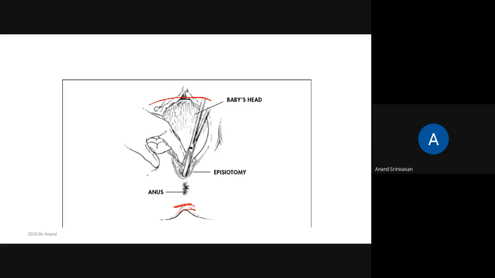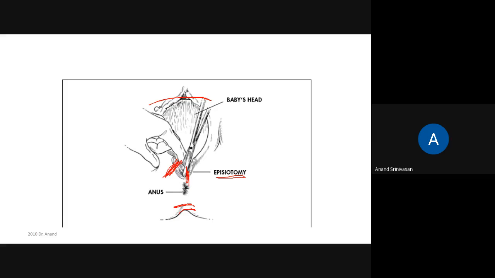In order to prevent that, you can enlarge the vestibule. The physician enlarges the vestibule by giving a cut in the perineum. This procedure is called episiotomy. Usually it's a mediolateral cut. Usually the cut is given on the mediolateral side, not medially.